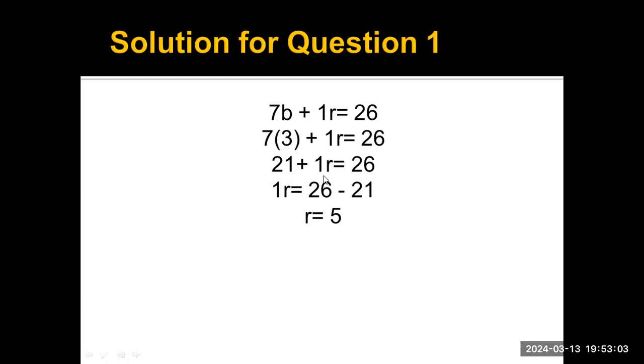We want to solve the variable r, so we transfer 21 to the right-hand side. So we have in the right-hand side 26 minus 21. In the left-hand side, we have 1r. So 1 times r is just r. In the right-hand side, 26 minus 21 is 5. Therefore, the red marble weighs 5 grams.